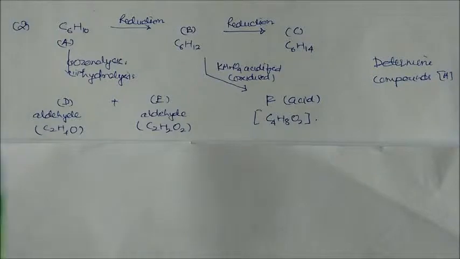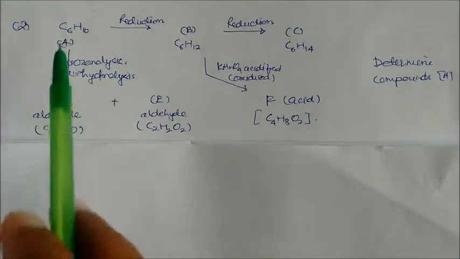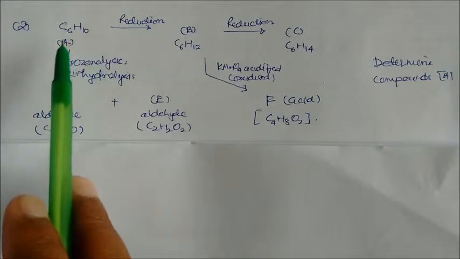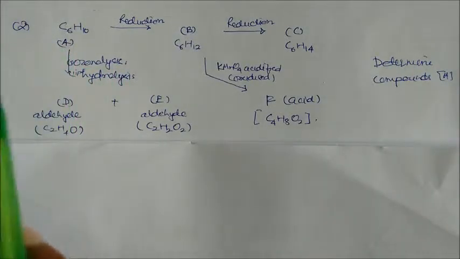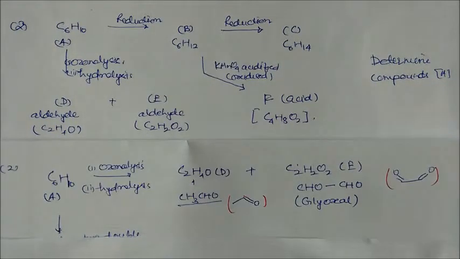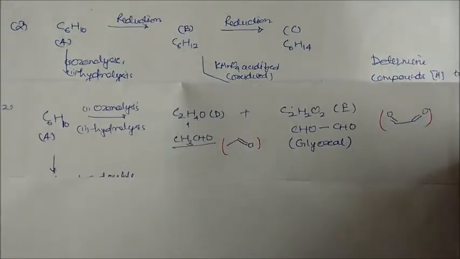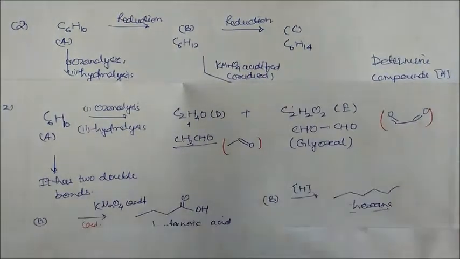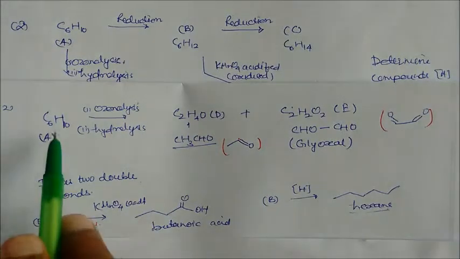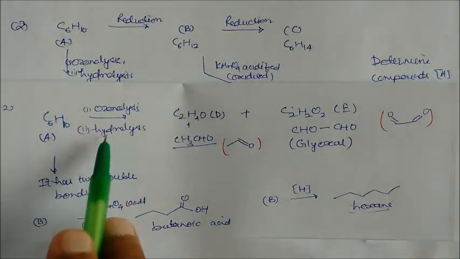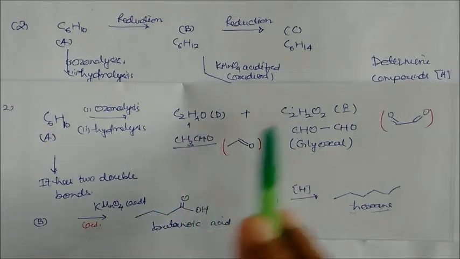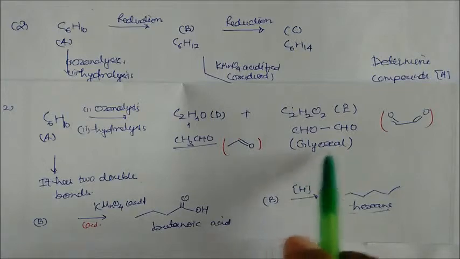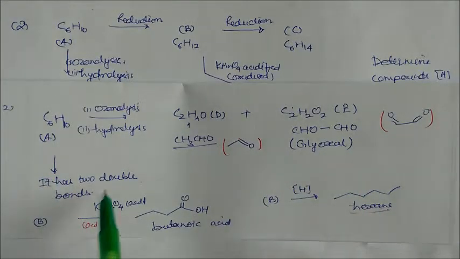So here we can estimate from D and E what could be the compound A. Ozonolysis is a very good hint to understand this compound A. So let us see this mechanism to solve this problem. This compound is C6H10. On ozonolysis followed by hydrolysis we will get those two products. This could be an aldehyde and this could be glyoxal. So glyoxal is there, so it has two double bonds.